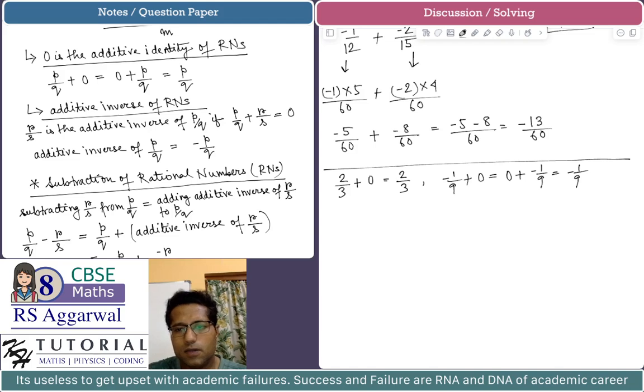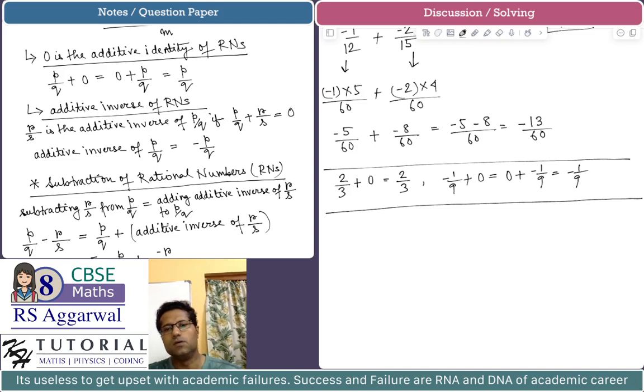Now what is additive inverse? Now every rational number has an additive inverse. Now what is that additive inverse? So in the notes it says that the rational number R by S is the additive inverse of P by Q if P by Q plus R by S equals 0. That is, if you add a rational number and its additive inverse, the result is 0. The result is 0.